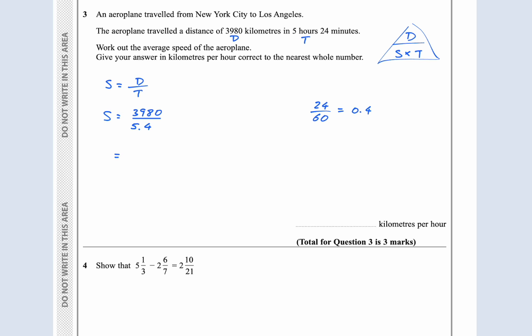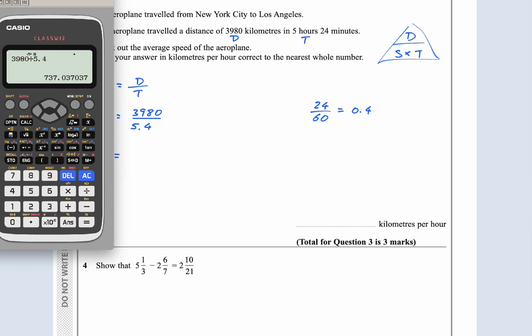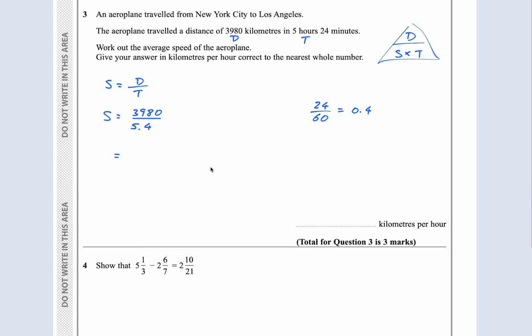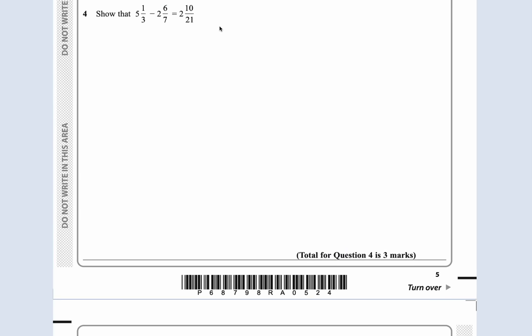So then we just do 3980 divided by 5.4, which is 737.037, but he wants it to the nearest whole number, so it's just going to be 737. Okay, question 4. Show that this equals this, right?